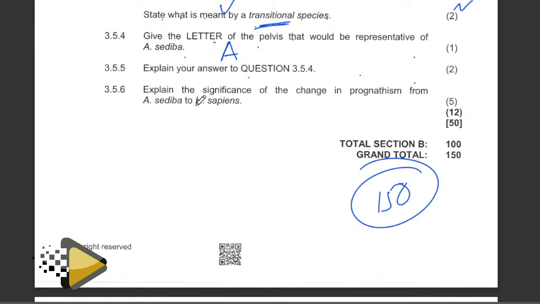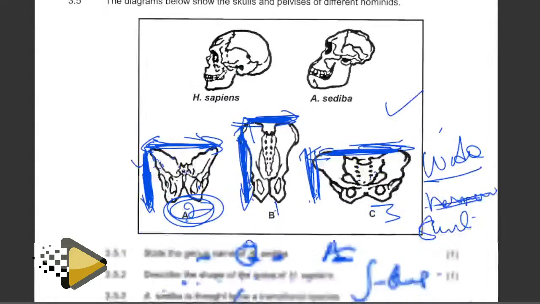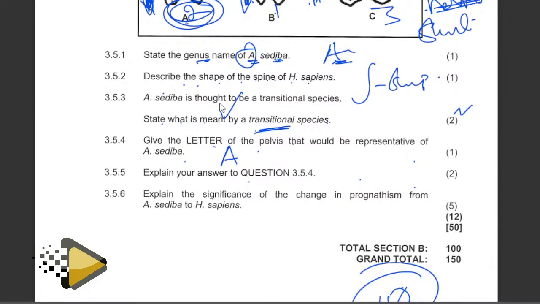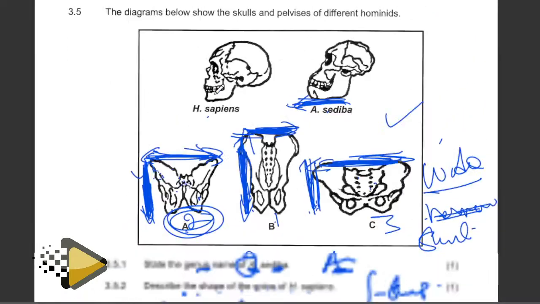But there's something which you need to know. When there are protruding jaws, check from here to here whether the prognathism is reducing. Yes, because we said that this is prognathus, it's not prognathus, so it's reducing. They are not saying increase or decrease, they're saying explain the significance of the change in the prognathism from Australopithecus sediba to Homo sapiens. So the prognathism here is reducing.